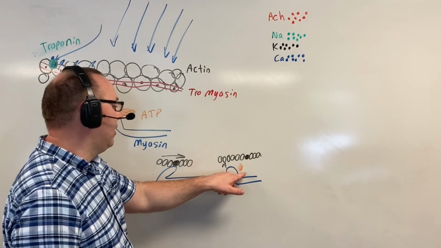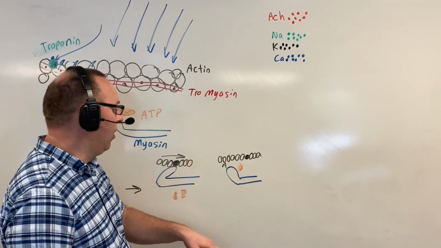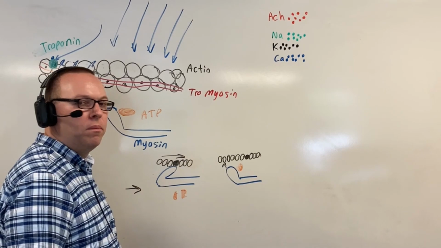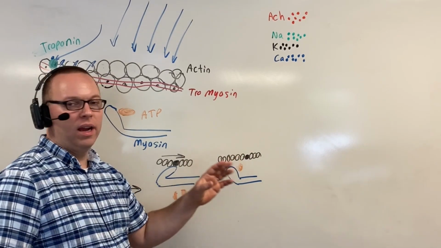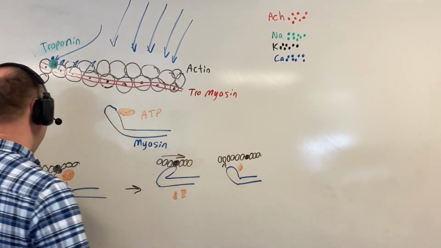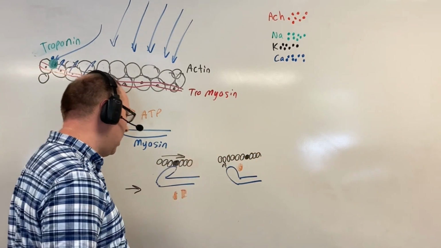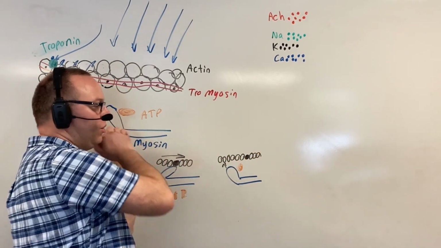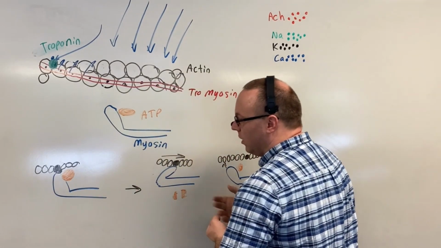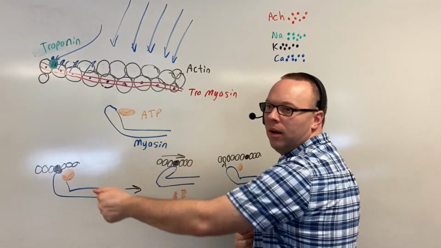And so now, because I have that ATP here, I can bind further on up. And so you see, each time I go through the cycle, what happens? I move further on down, right? The cycle just repeats. And so I'm pulling this actin more and more this way, right?